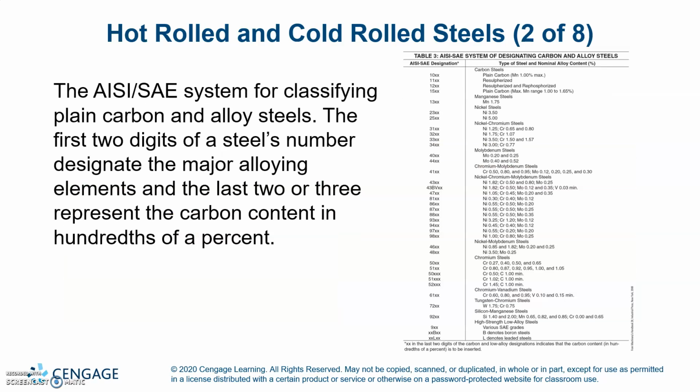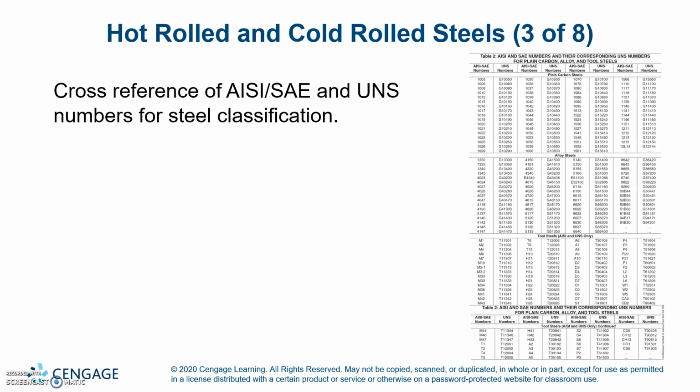The AISI/SAE system for classifying plain carbon and alloy steels. The first two digits of a steel number designate the major alloying elements, and the last two or three represent the carbon content in hundredths of a percent. Cross-reference of the AISI and SAE and UNS numbers for steel classifications, and that on the right shows that.